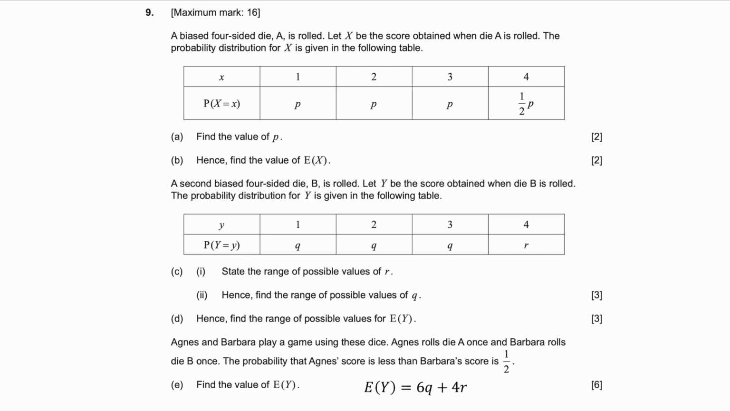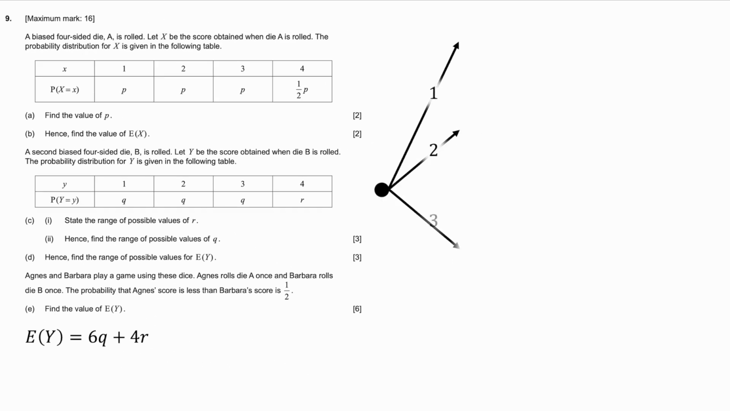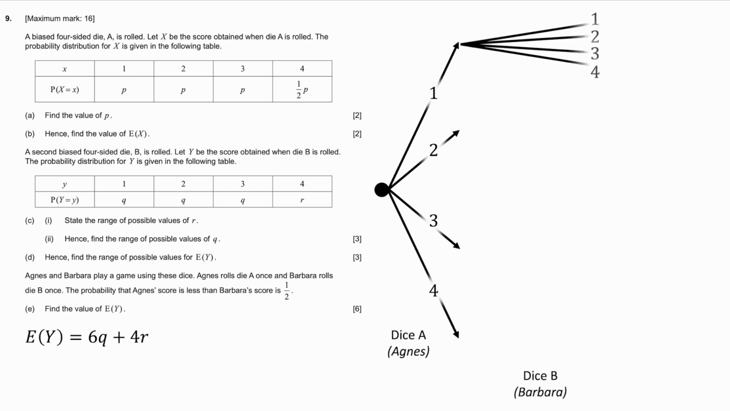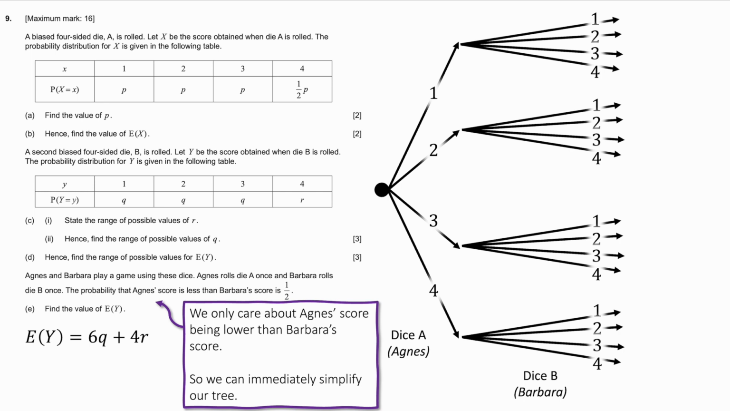E of Y is 4Q plus 6Q plus 4R. And here we want to find when Agnes' score is less than Barbara's score, so we're going to draw a probability tree here to find all the combinations where Agnes' score is less than Barbara's score. And here I've drawn it. I've drawn Agnes' scores 1, 2, 3, or 4, and I've drawn Barbara's scores branching off of that, which are also 1, 2, 3, and 4.